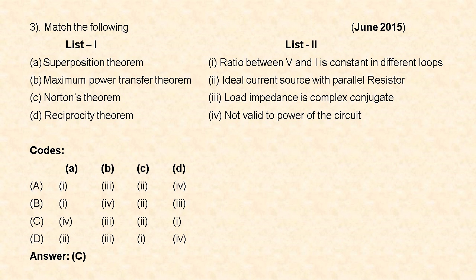Norton's theorem, we already saw that it is an ideal current source in parallel with resistance. Next, the reciprocity theorem states that the ratio between voltage and current is constant in different loops. So option C is correct.